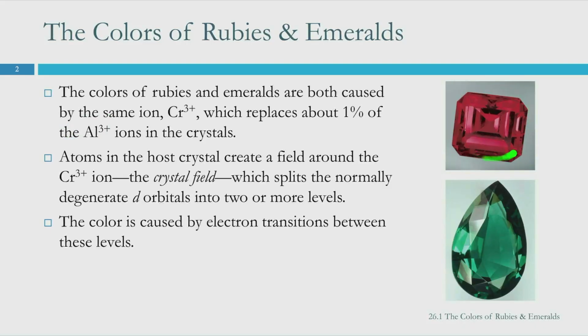Atoms in the crystal create a field, like an array, where the chromium ions can fit in. This is the crystal field, because it's a crystal. And this splits the d orbitals into 2 or more levels. So the d orbitals are normally degenerate, meaning that they're at the same level, not that they engage in filthy behavior. So they split into multiple energy levels.